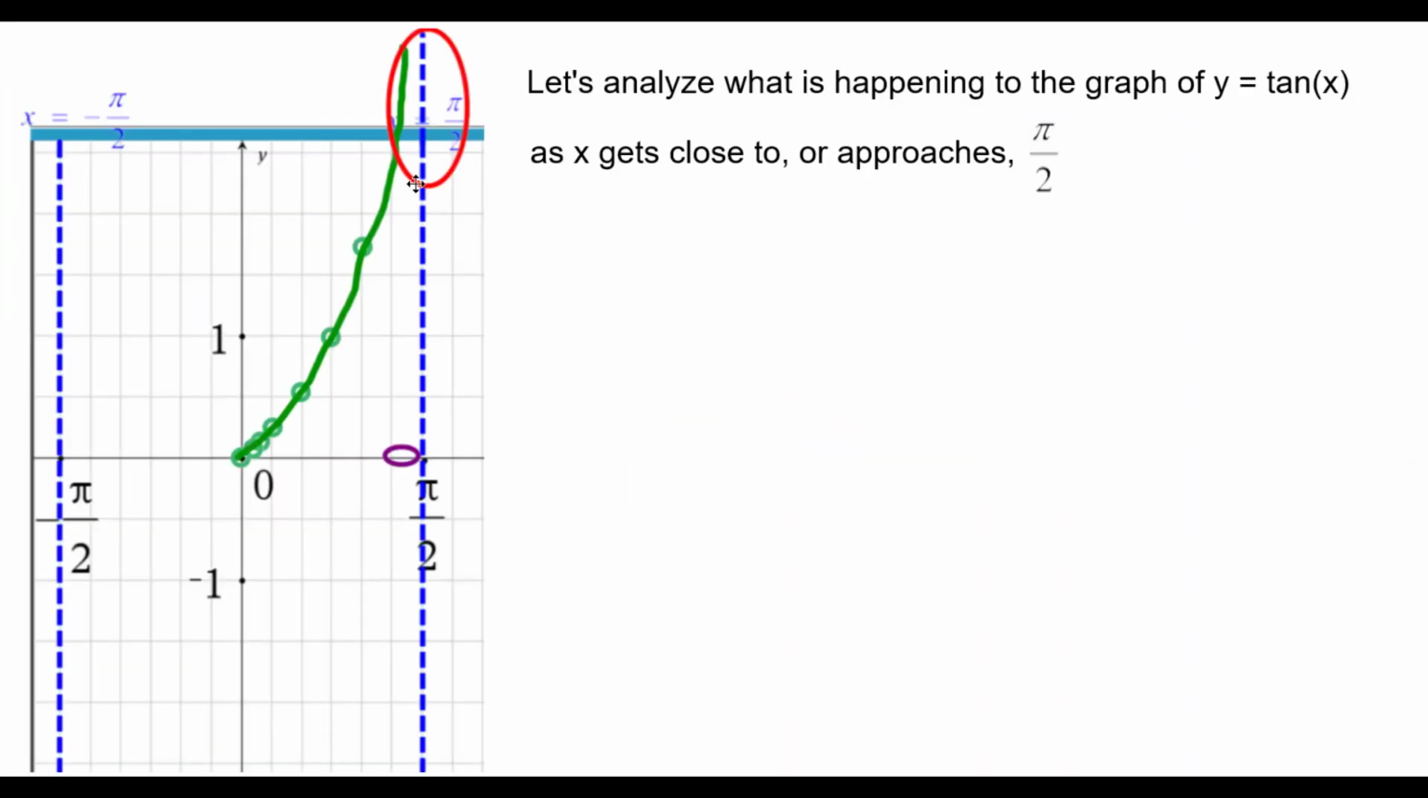So let's go ahead and look at this a little bit closer. Let's analyze what's happening to the graph of y equals tangent of x as x gets close to or approaches the number pi over 2, which we're talking about right here. But it's from the left side, okay? Because we could also approach pi over 2 from the right side.